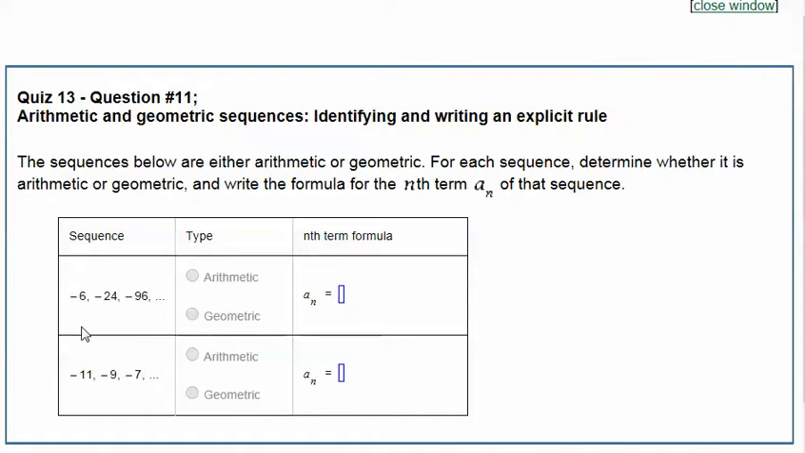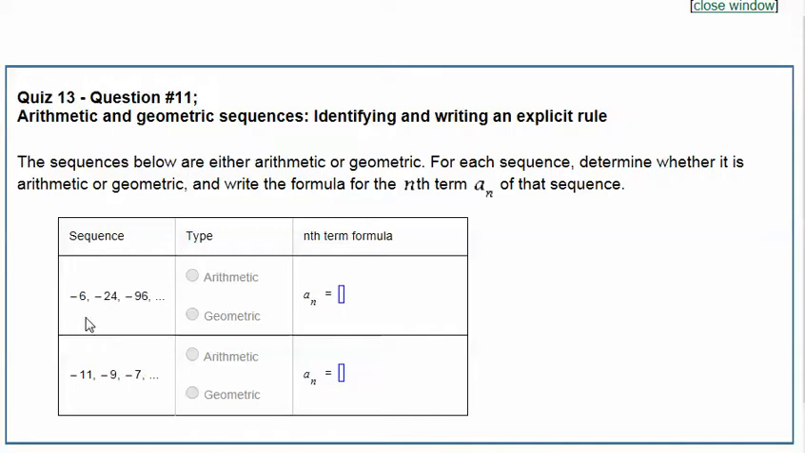So how you know the difference between the two is this. If the sequence is a pattern of something that's being continually added or subtracted, because that's just like adding the opposite, that's an arithmetic sequence. A geometric sequence would be a sequence, a pattern, where the numbers are being repeatedly multiplied by the same number.